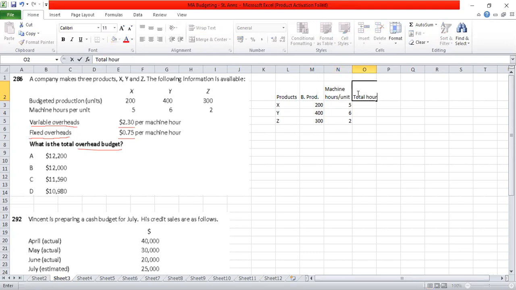Total hours would be the product of these two things. So the total output of 200 into 5. Add them up. So the total hours required is 4000.